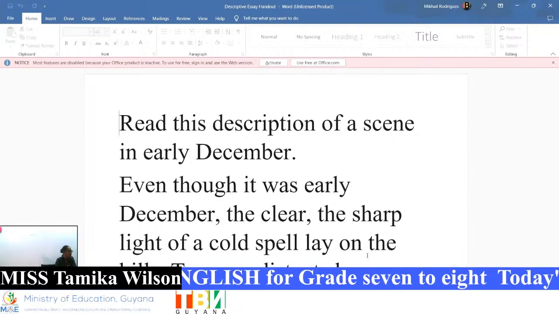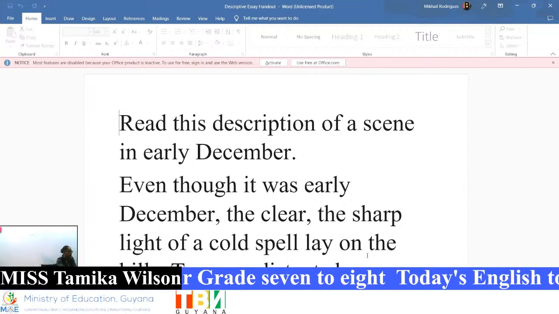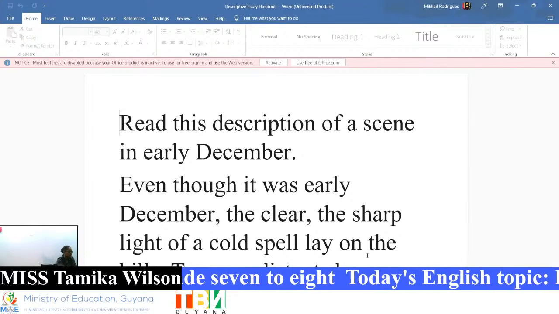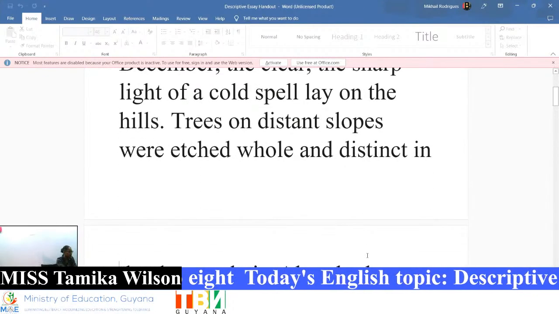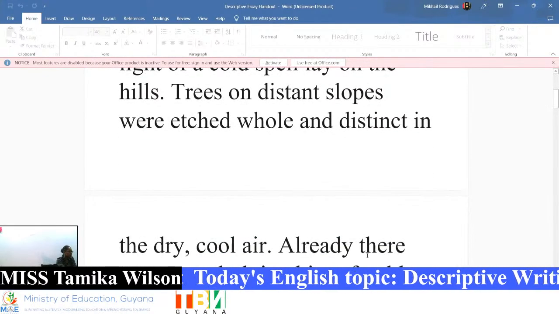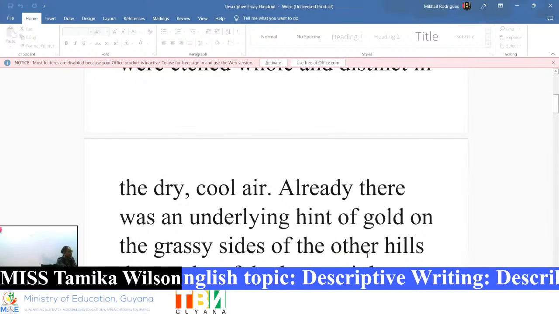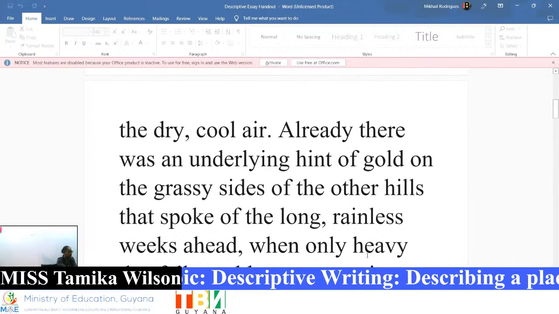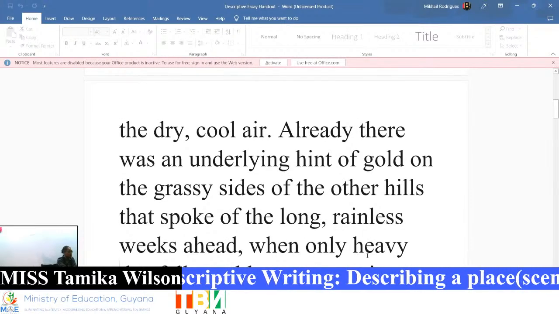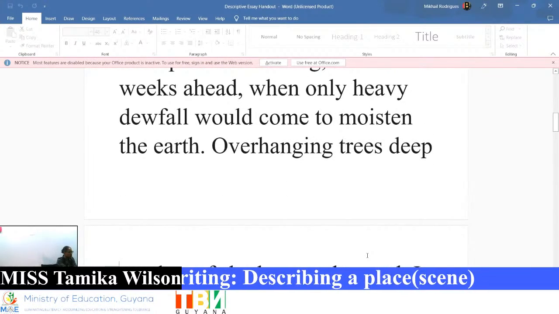Even though it was early December, the sharp light of a cold spell lay on the hills. Trees in distant slopes were etched whole and distinct in the dry, cool air. Already there is an underlying hint of gold on the grassy side of the other hills that spoke of the long, rainless weeks ahead, when only heavy dewfall would come to moisten the earth.